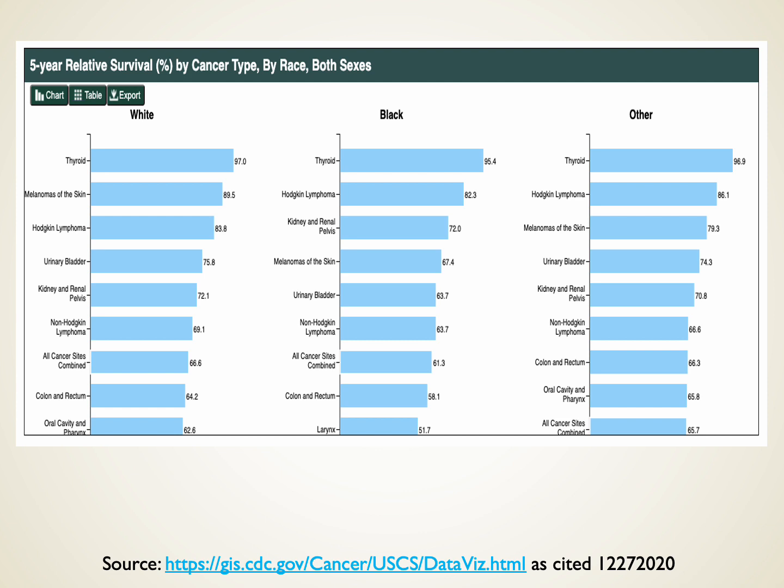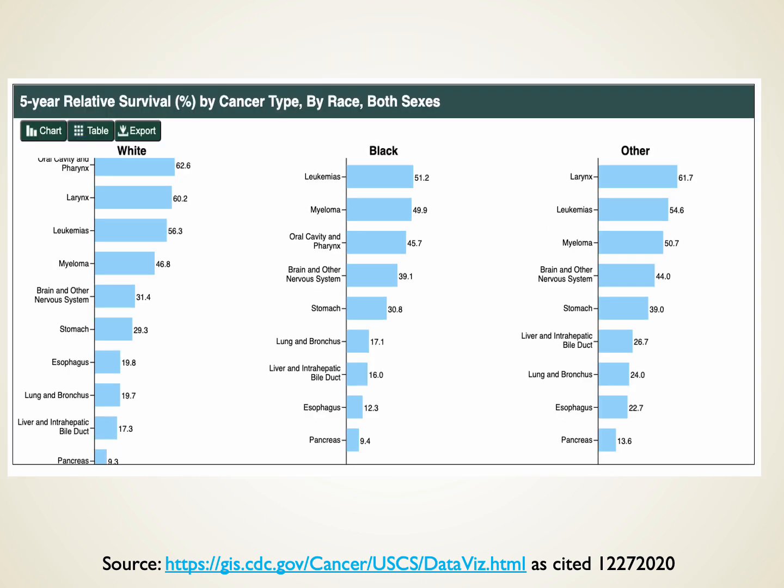Here's a slide again of what we see as the differences in survival rates by different cohorts. And again, the less responsive cancers and survival rates by different cohorts.